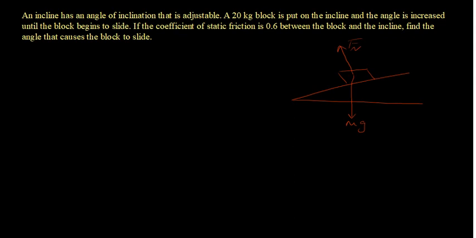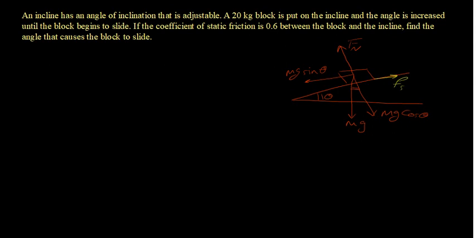Now, this angle here will be the same angle between the y-axis and the weight, which means this component here will be mg cosine theta, and here is the mg sine theta. It's the parallel weight component to the inclined surface, or the x weight component, whatever you want to name it. And also we have the friction, which is going to be opposite to our motion.